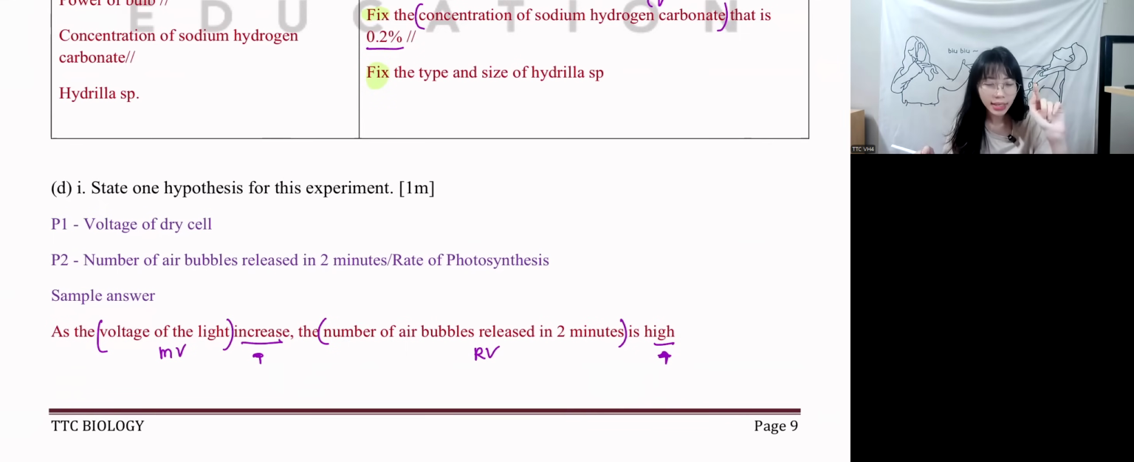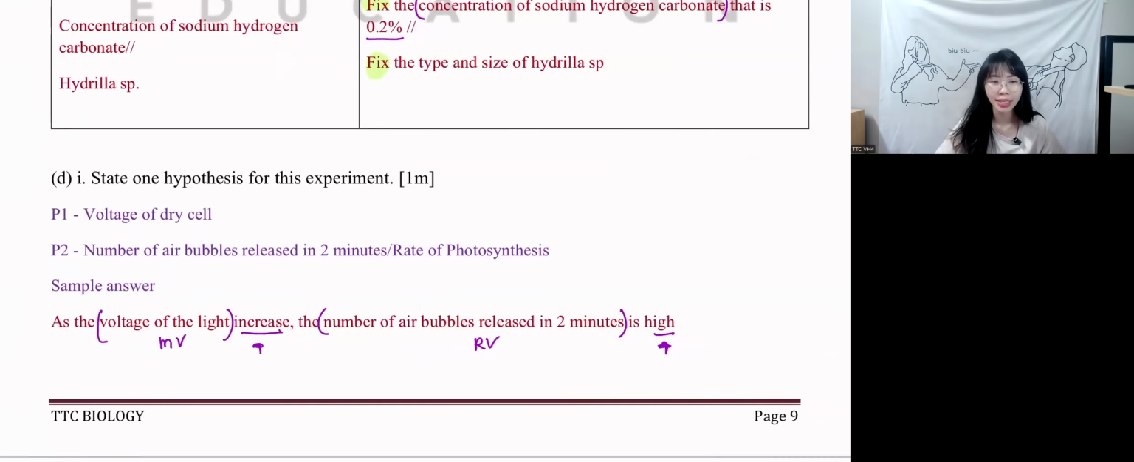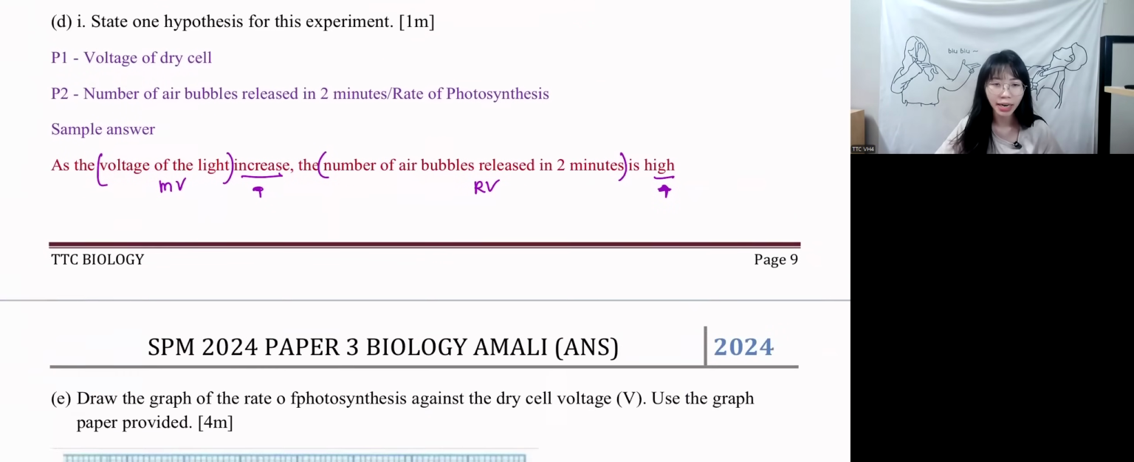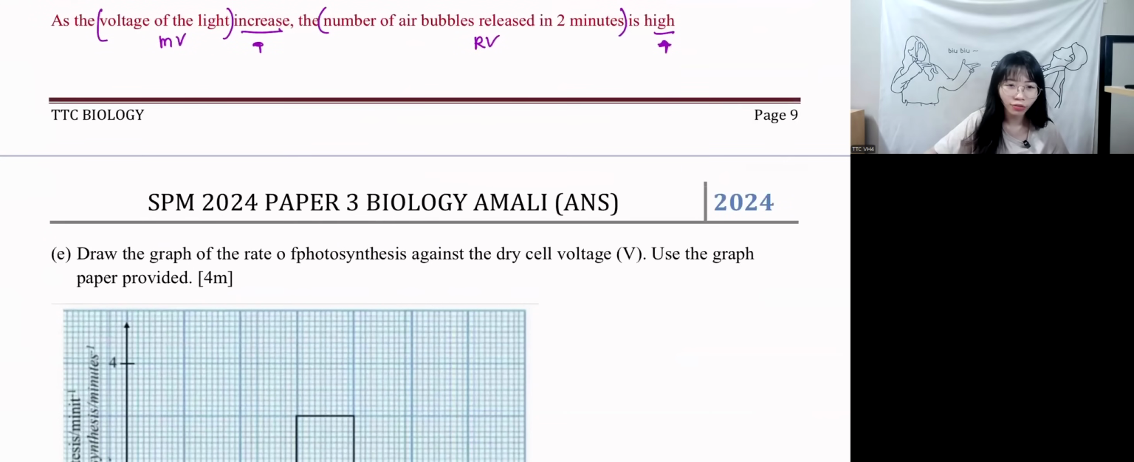You can say the higher the light intensity, the higher the rate of photosynthesis. Both are also correct. You can write the higher the light intensity, the higher the rate of photosynthesis. Hypothesis, both answers are correct. Next, they ask you to draw a graph of rate of photosynthesis against dry cell voltage using the graph paper provided.